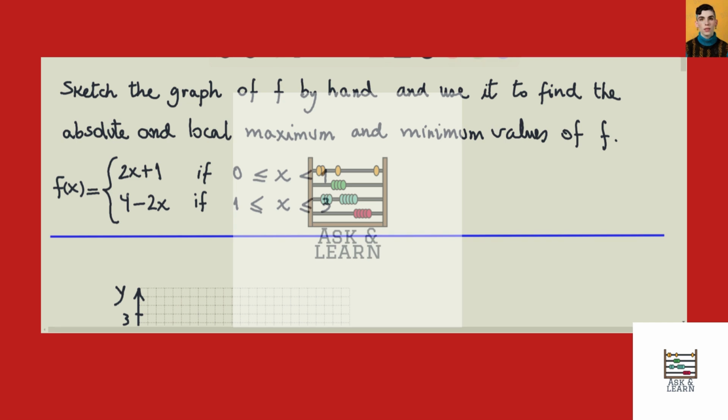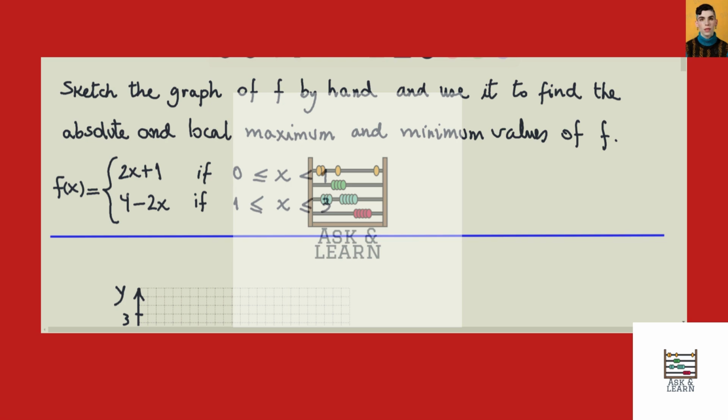We will sketch the graph of the function given by this expression. It's a piecewise function. The first piece is 2x plus 1 for x greater than or equal to 0 and less than 1. And the second piece is 4 minus 2x if x is greater than or equal to 1 and less than or equal to 3. So it's a piecewise function with two pieces.